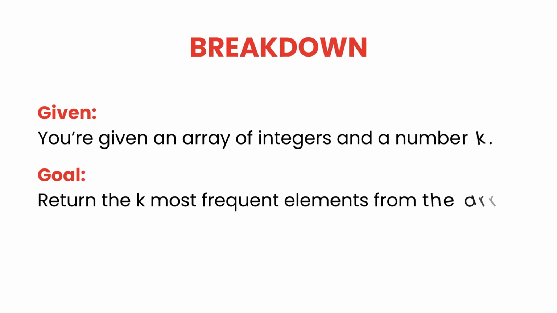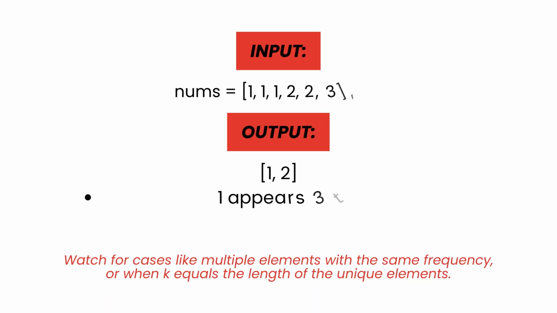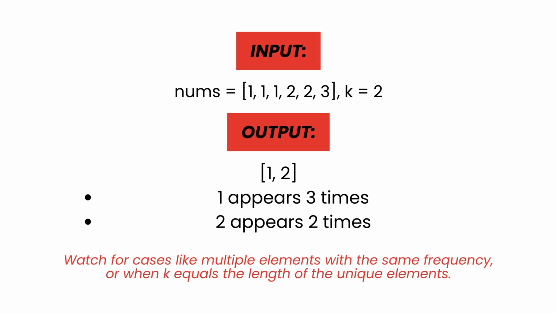Let's restate the problem. You're given an array of integers and a number k. Your goal? Return the k most frequent elements from the array. For example, given 1, 1, 1, 2, 2, 3, and k equals 2, the answer is 1, 2, because 1 appears 3 times, 2 appears twice. Watch for cases like multiple elements with the same frequency, or when k equals the length of the unique elements.